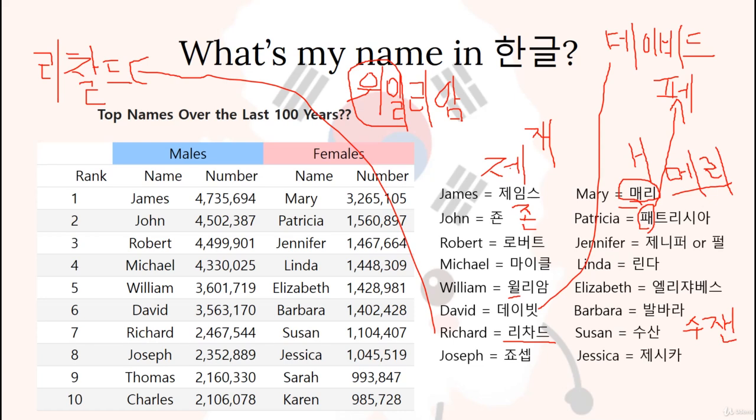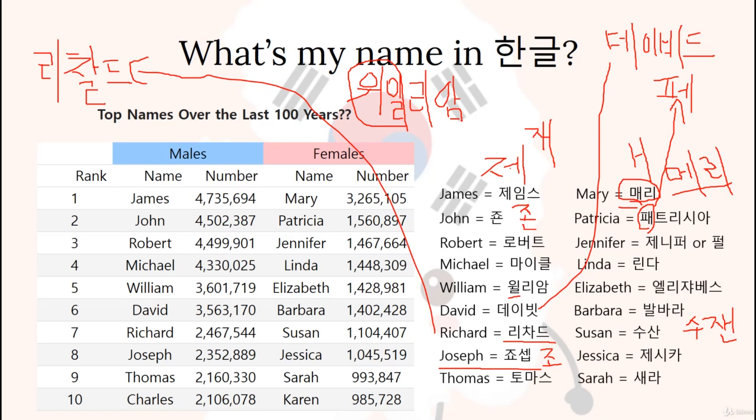Okay, Joseph. This is a very popular name. I have like four friends named Joseph. Okay, Joseph. You could also put just one O, not yo. Okay. Jessica. Yeah, Jessica. Pretty easy.